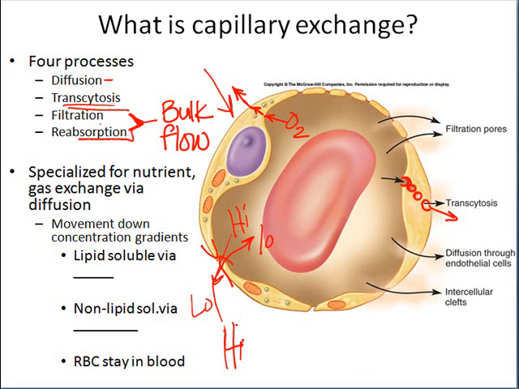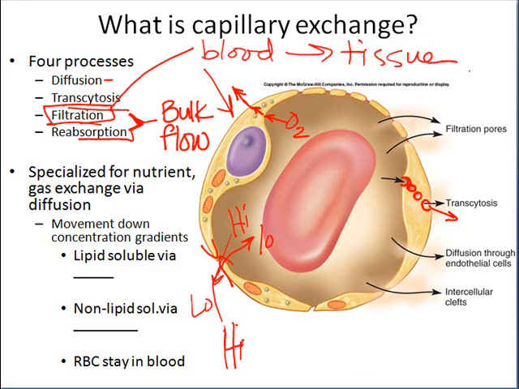If that bulk flow causes items to move from the blood out into the tissues, it's called filtration. If that bulk flow instead causes things from the tissues to move back into the blood, we call it reabsorption. The filtration process we're going to see on the artery end, near the artery side of a capillary bed.